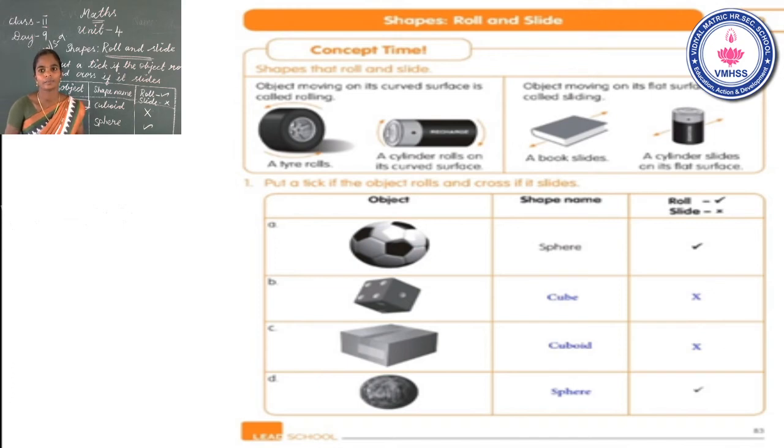See the slide. See the answer. So first shape sphere. So roll. So tick. Next B cube. So this slides. Next cuboid. So cuboid has a flat surface. So it will slide. Next one sphere. So sphere has only one curved face. So roll. So tick. Children, see the next one.